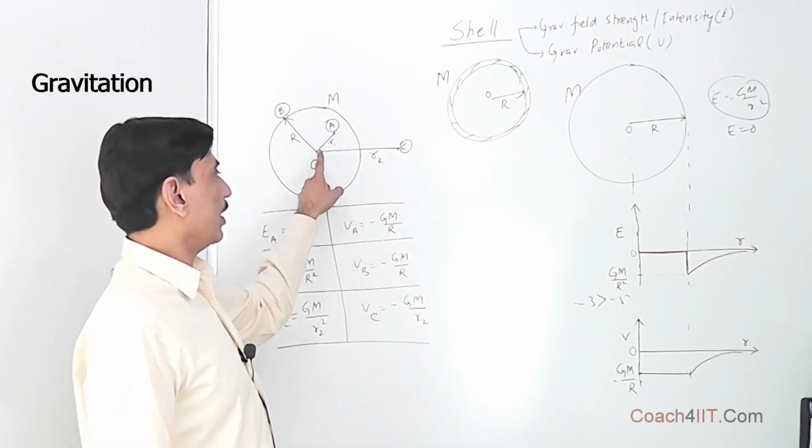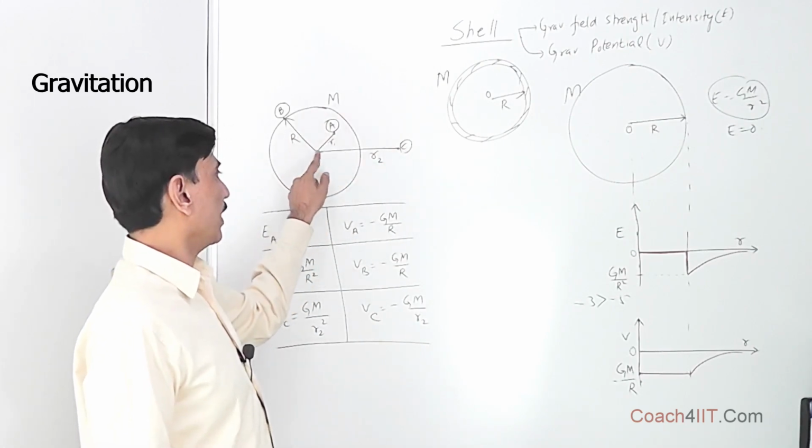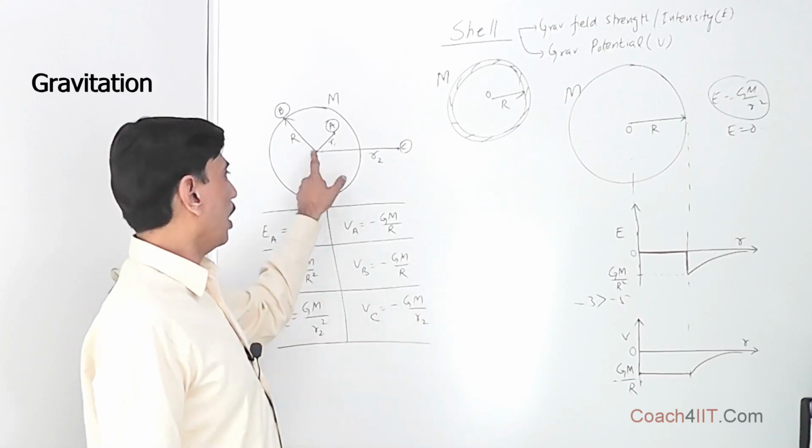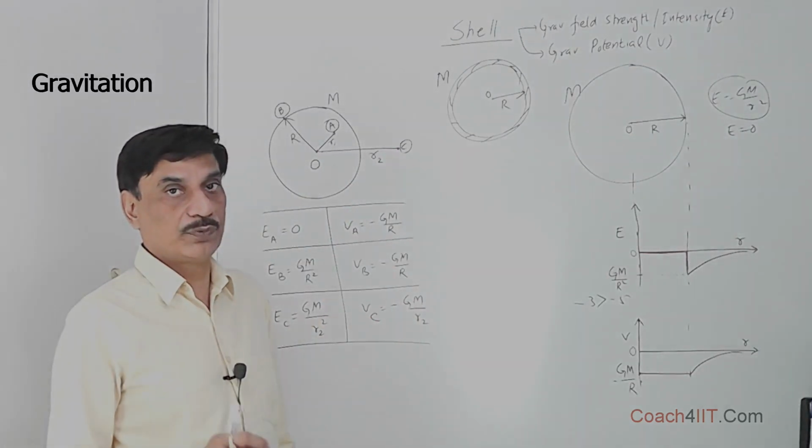And if you are considering points which are outside this shell, then you assume the whole mass to be concentrated over here. It is going to be minus GM upon r2, where r2 is the distance from the center of this shell to the point which we are considering.